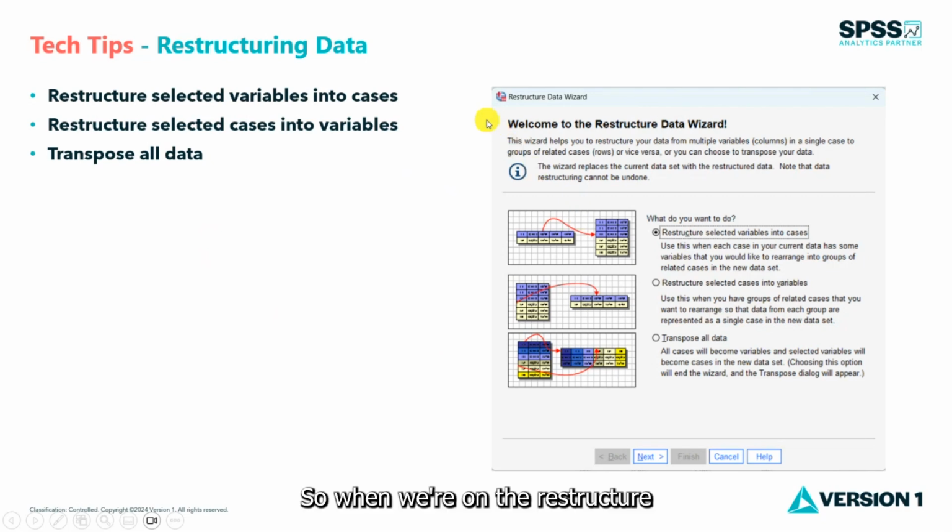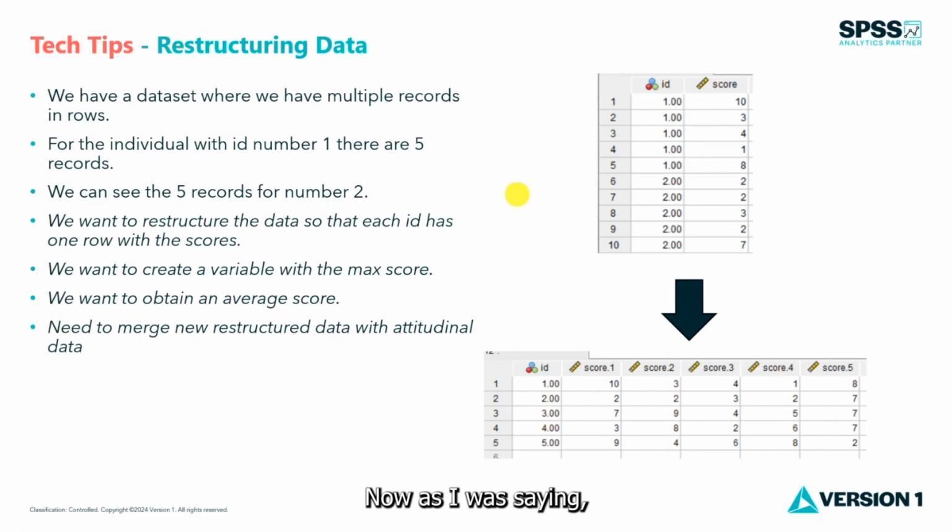So when we're on the Restructure Data Wizard, it will ask you what you want to do. You can restructure selected variables into cases. You can restructure selected cases into variables, or you can transpose all data. Now, as I was saying, I want to go from this to this. So we can see ultimately we'd like to have every individual's information in 1 row. And then I could do things such as compute an average score across these 5 scores, and I can also take the maximum score.